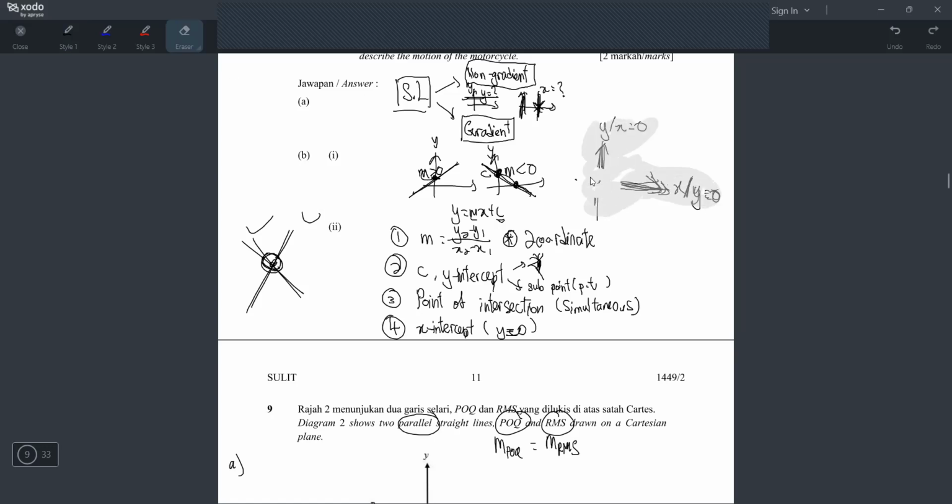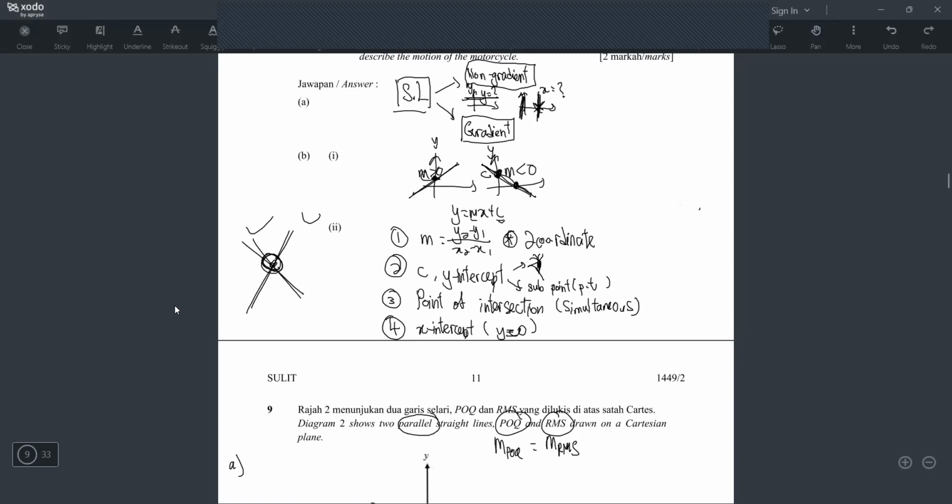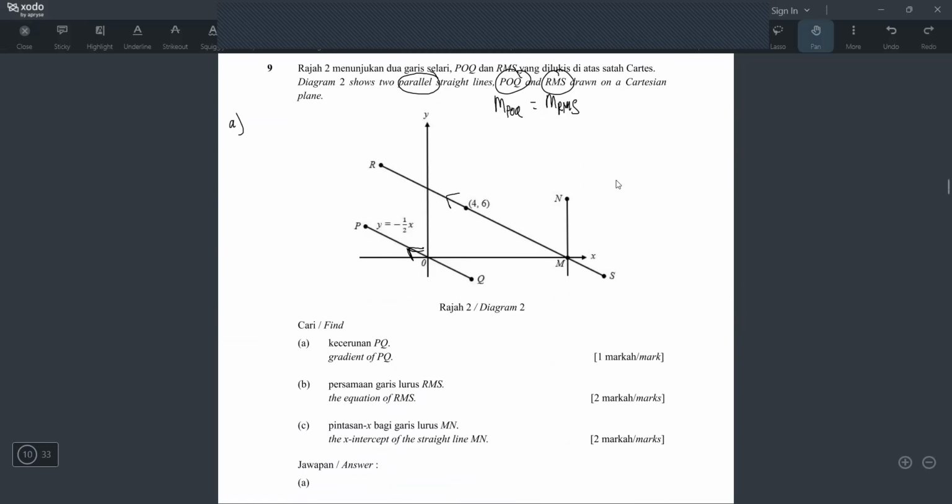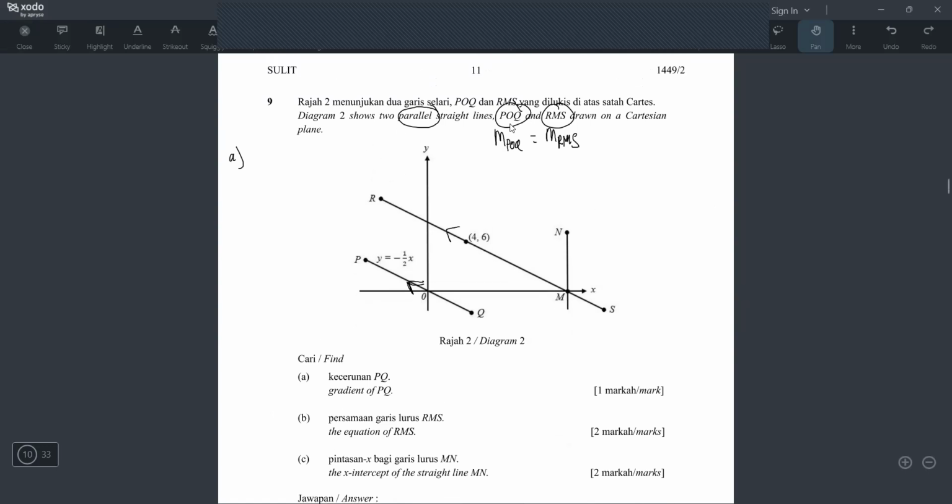Okay, so let me erase all this. So if you can hafal these 4 steps, wow, good enough already. Okay, you can jawab. It's good enough already. You can jawab the straight line question already. So let's scroll down. Now we do this question. Okay, diagram 2 shows two parallel straight lines, POQ and RMS. I already said the gradient is same just now. So A says gradient of PQ.